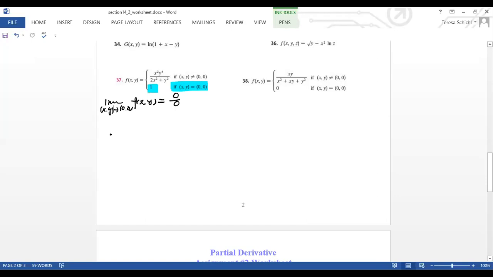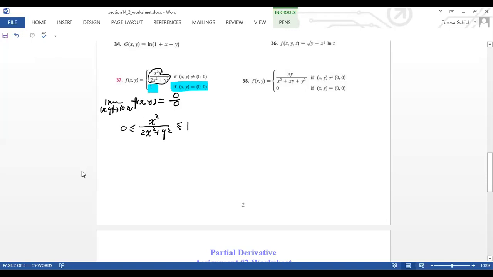we might need to think about using the squeeze theorem here. So for the squeeze theorem, I'm looking at x squared over 2x squared plus y squared. What happens here? This has to be less than or equal to 1, because y squared is greater than 0 and the denominator is bigger than x squared. So this has to be greater than or equal to 0 here.